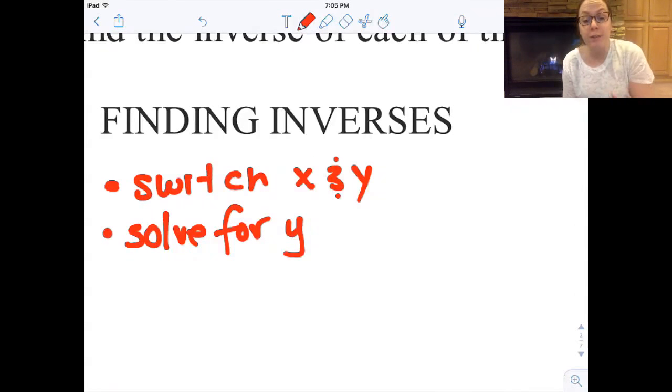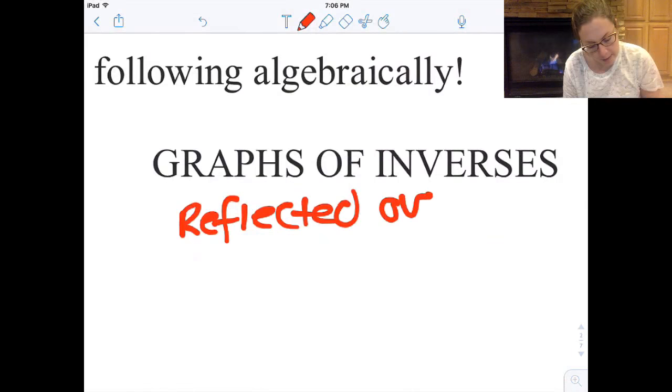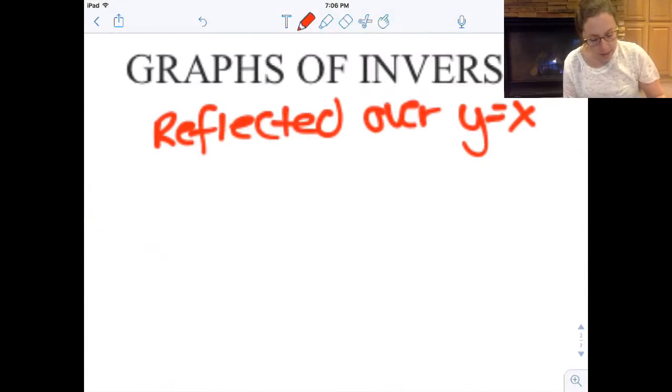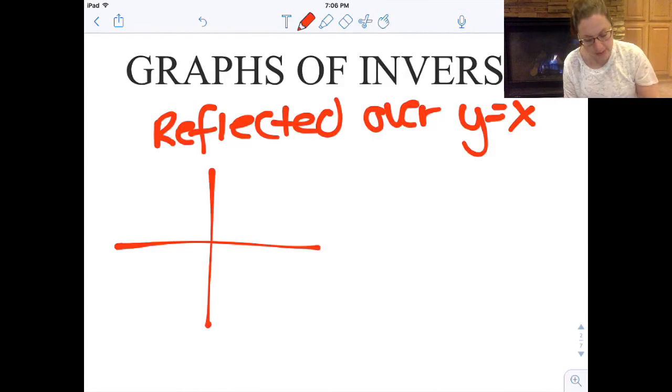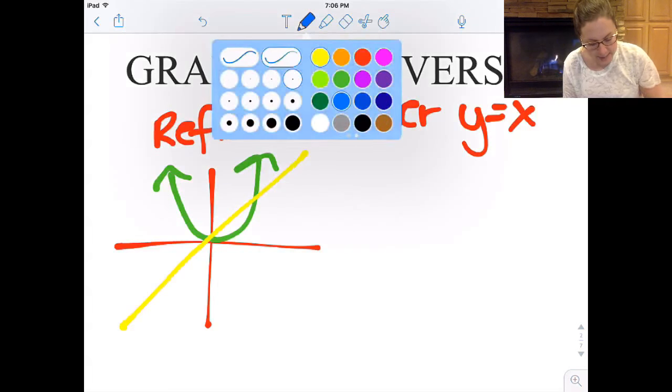Something to remember about graphs of inverses is that they are reflected over y equals x. Because remember, we said we switch x and y, right? So we are reflecting over y equals x. So what that's going to wind up looking like is, if this is my function, so there's my axes, let's say that's my function, y equals x is this line right here. So that's going to take it and flip it over that line. It's going to look like it got flipped.